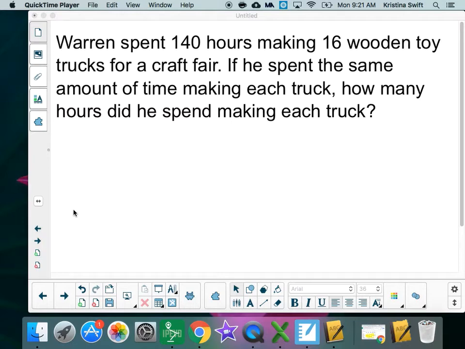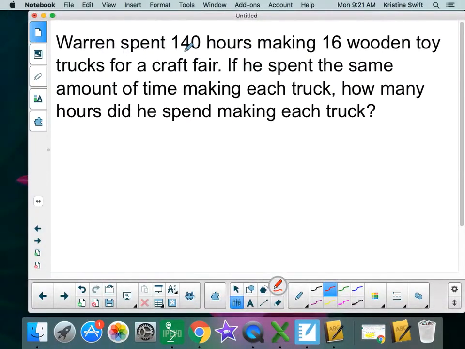So I'm going to stop there, and I know that he spent 140 hours and he made 16 wooden toy trucks. If he spent the same amount of time making each truck, this is important. He spent the same amount of time. So that means his time was equal for each truck that he made. So for each of those 16 trucks that he made, he spent the same amount of time. We want to figure out how many hours did he spend making each truck.